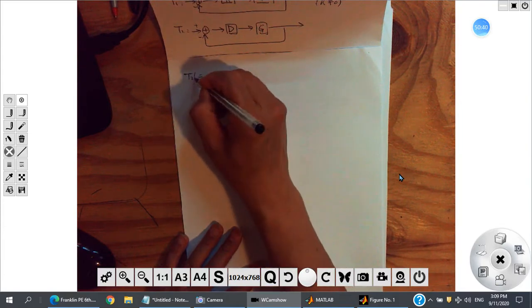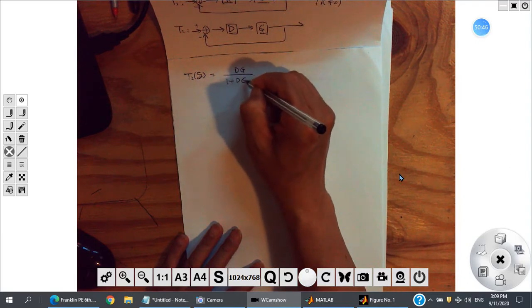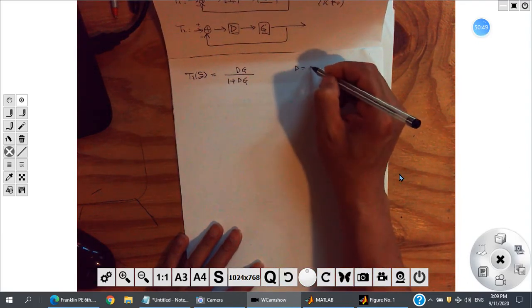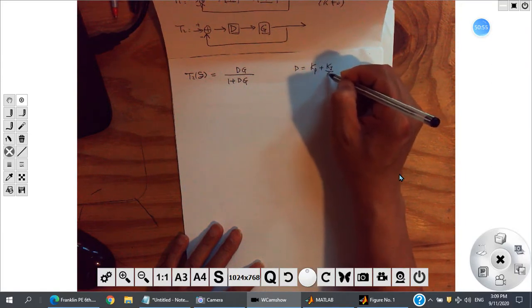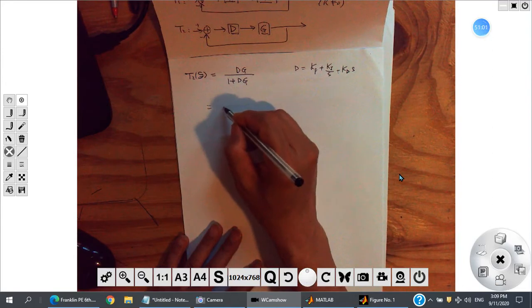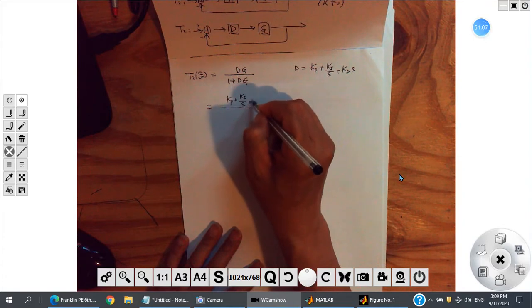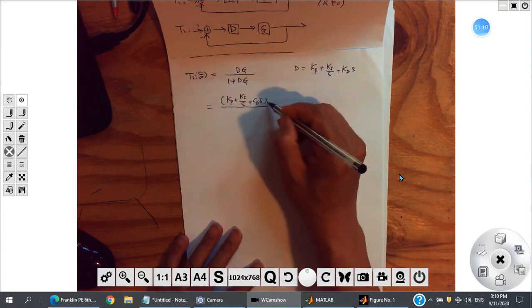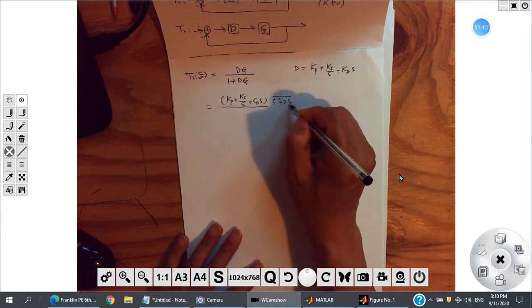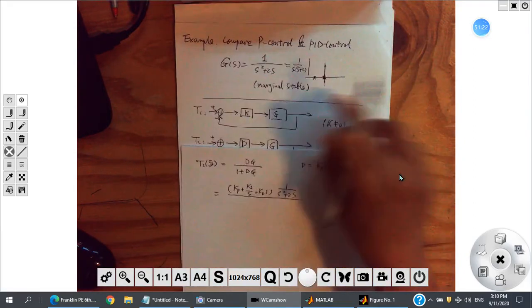T2 of s will be dG over 1 plus dG, and D is kp plus ki over s plus kd times s. So this is equal to kp plus ki over s plus kd times s, times G. G is 1 over s squared plus 2s. Right? What is my G? G is here. I use this G.